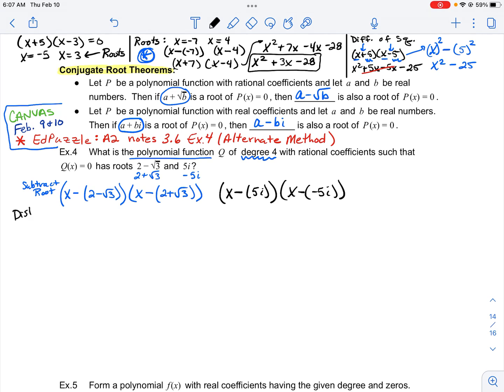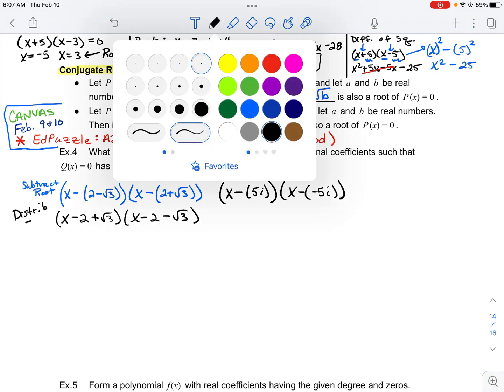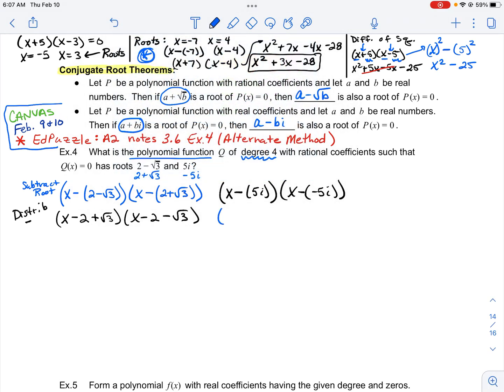Our next step is to distribute those negative signs. Distribute the negatives. So we'll have x minus 2 plus the square root of 3, and x minus 2 minus the square root of 3. We'll have x minus 5i and x plus 5i.